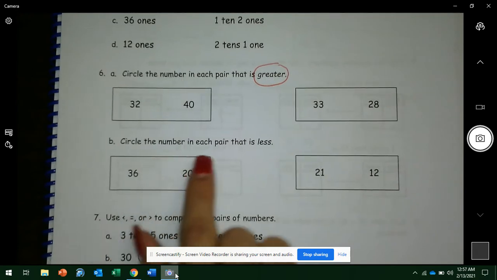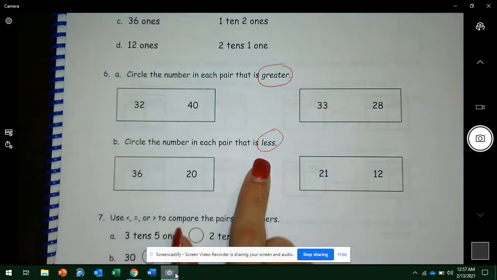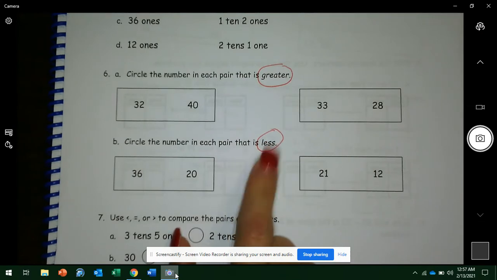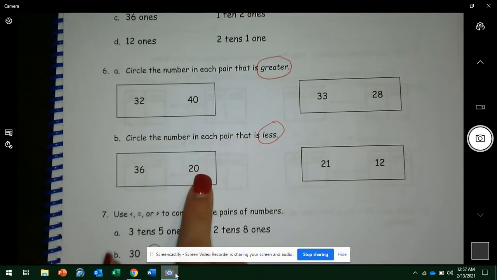B. Circle the number in each pair that is less. What number are you looking for? The number that is? Get ready. Yes, less. So look at your first box. 36, 20. Which number is less? Get ready. Circle it.